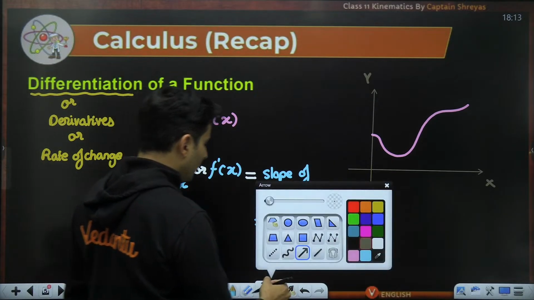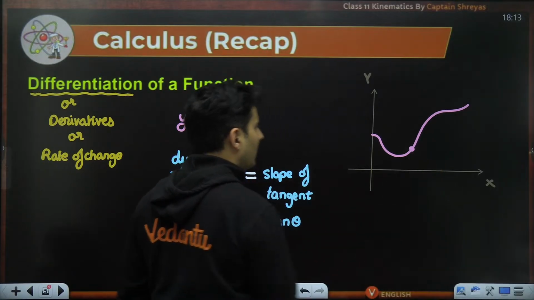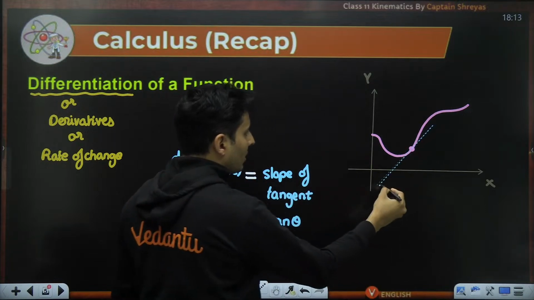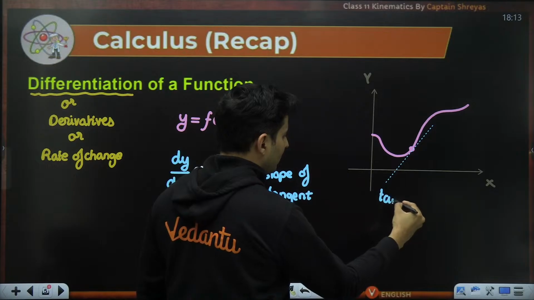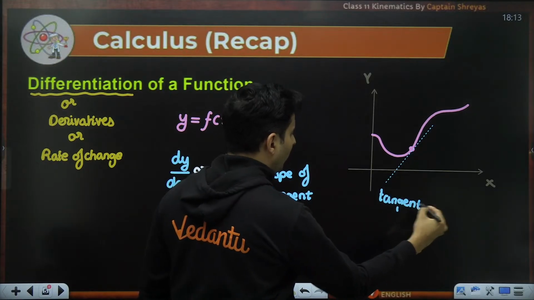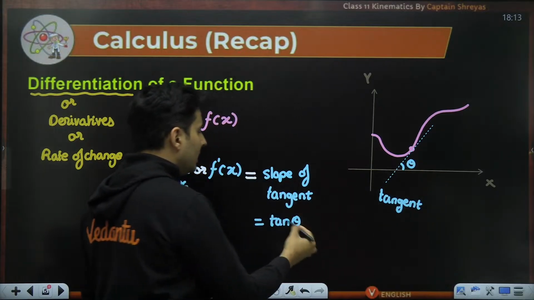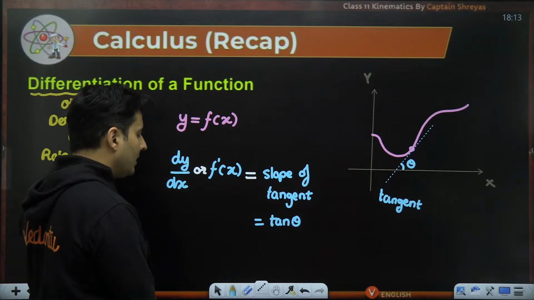So if you want to measure what is the derivative at this particular point, for example, you draw a tangent at that point. That particular point. As you can see, this is the tangent, and you measure the slope of it. And the slope is nothing but, if you measure this theta, tan of theta will give me the slope of it. That is what derivative was.